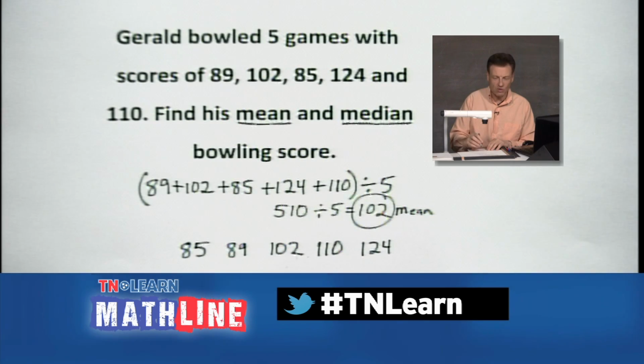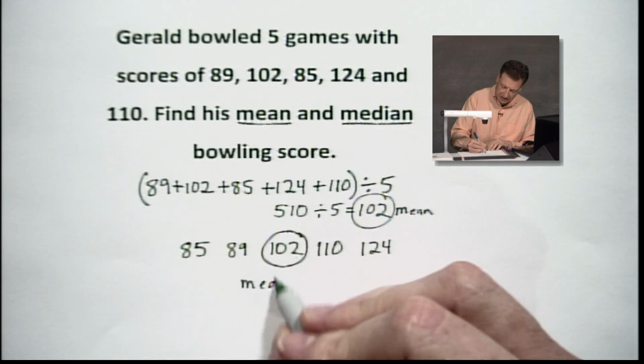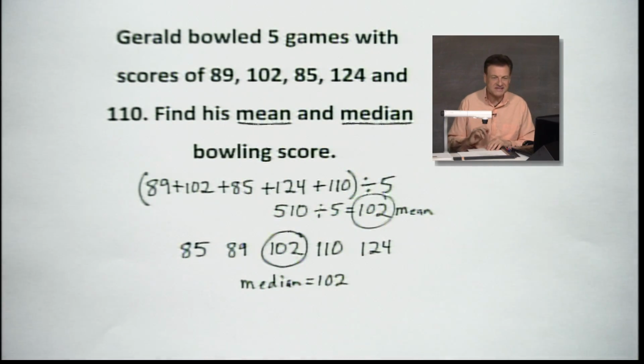This time we're looking for the one in the middle. Right there we have it. So the median, my goodness, the median equals 102. It so happens that they're the same, and that can happen. Is it always going to be the case? No, and that's one reason why we worry about distinguishing how we get to a mean and how we derive the median.